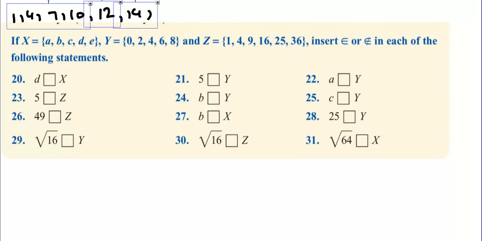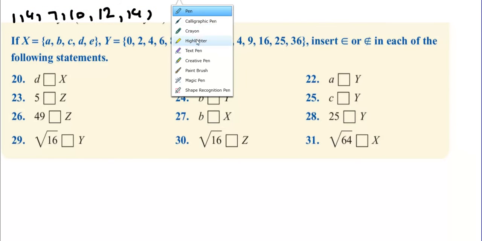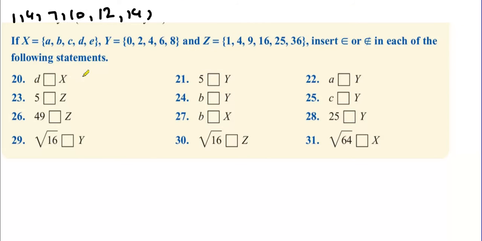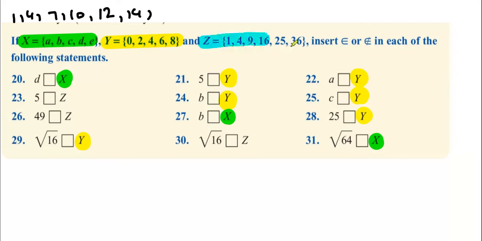So X is just do a green. X are the green questions. Y is the yellow questions. And then finally, the blue questions will be Z. So we got Z.